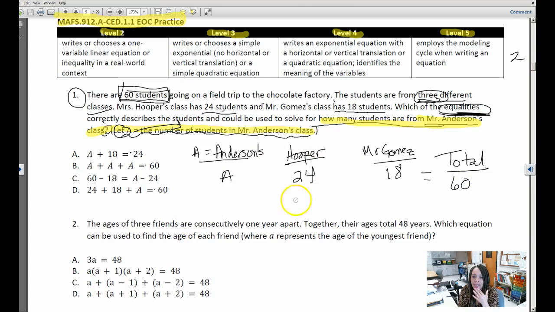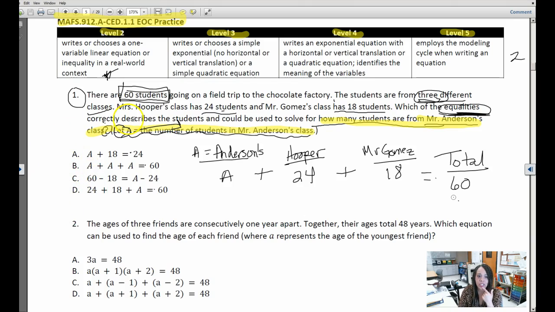So what would I do with each of these classes? Well, I would add them together. So Anderson's class plus Hooper's class plus Gomez's class, they all jumped on a bus. They went to the chocolate factory. There was 60 of them to go all together. Okay? So we don't have to solve anything, you guys. All we had to do is figure out what does it say and write it in an equation form. Here, this is in one variable level 2 problem.